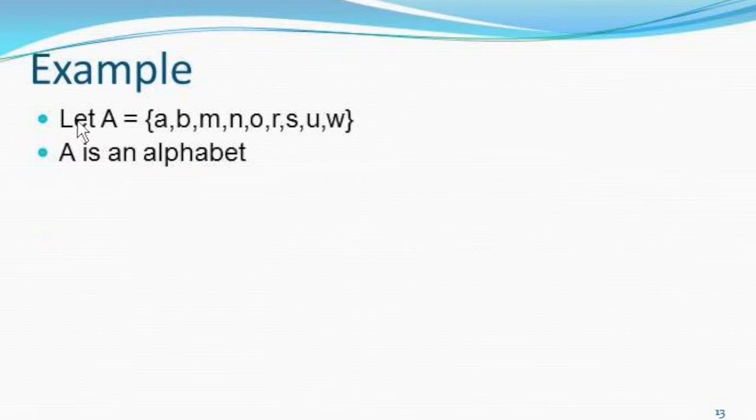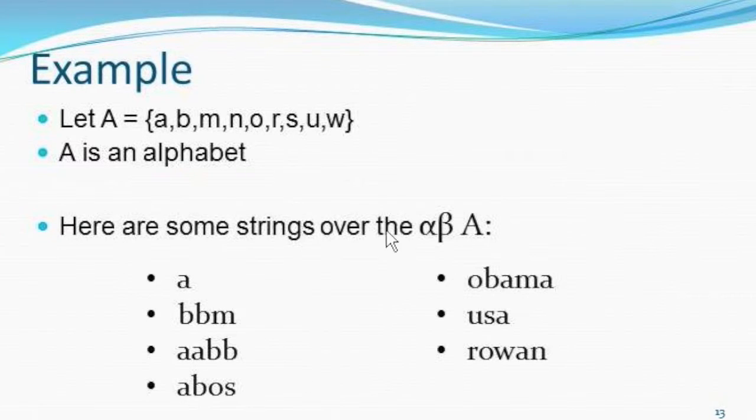So, for example, here's a set of symbols. They also happen to be letters in the English alphabet. And an alphabet is a finite set of symbols. This is a finite set of symbols, so A must be an alphabet. And here's some strings over the alphabet A. So we talk about a string being over an alphabet. So the string little a by itself, because it's in there, BBM, AABB, all of these strings can be made up of the characters in this alphabet.